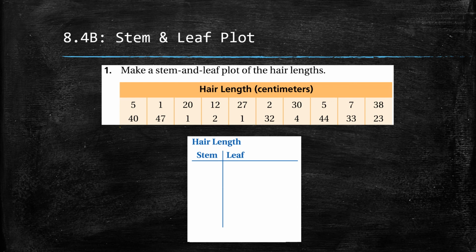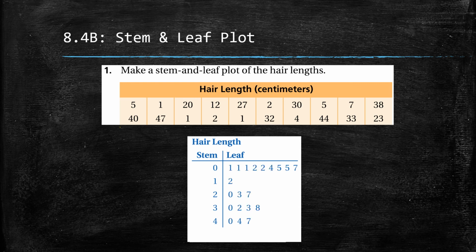All right, first thing you should have done is ordered those numbers, and you could see that your smallest hair length in centimeters is 1, and the largest was 47. So you have a range from 0 to 4 to represent your tens place value. And then you went ahead and you put in your ones value.